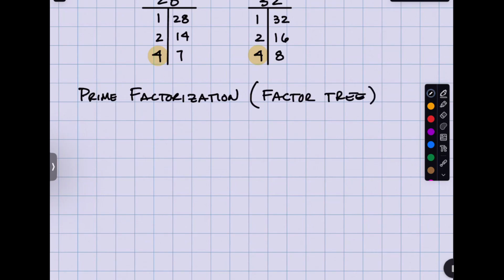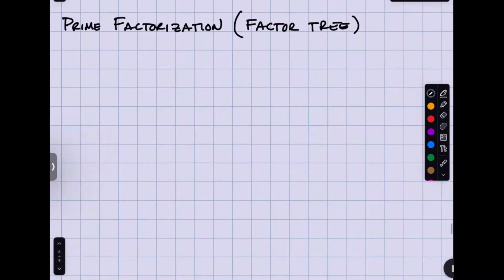Just the factor tree. Do you guys remember the factor tree? Here, let's do it. So 28. If I was to tell you 28, what's the first pair of numbers that multiply together to give you 28 for you? 4 times 7. Okay. So I got 4 times 7.